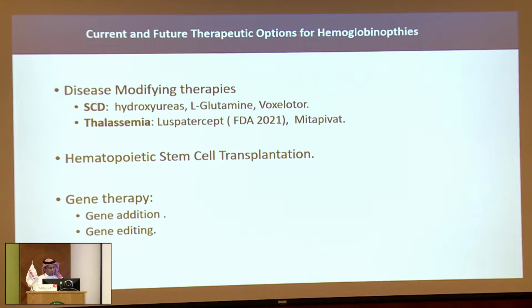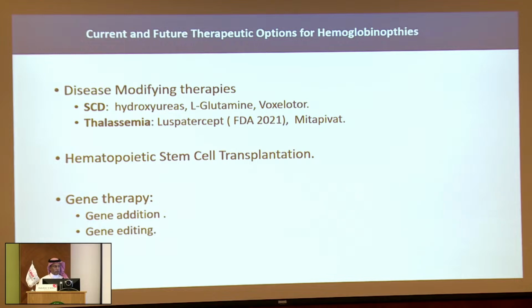So the current therapeutic options: there are disease-modifying therapies for sickle cell disease. Of course, transfusion can be given when needed. Hydroxyurea is a very important medication, and that should be introduced early in infancy to prevent complications and improve the quality of life of these patients. L-glutamine and voxelotor are other FDA-approved medications that were introduced.